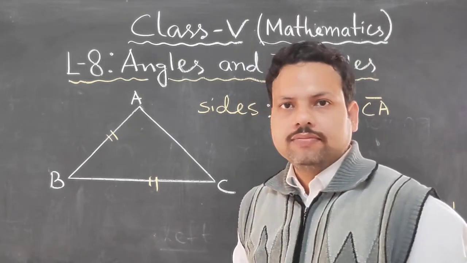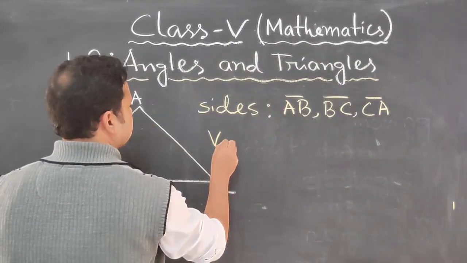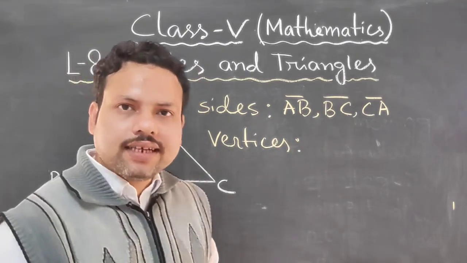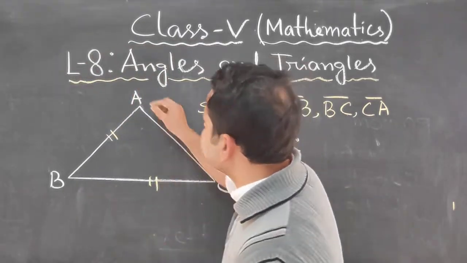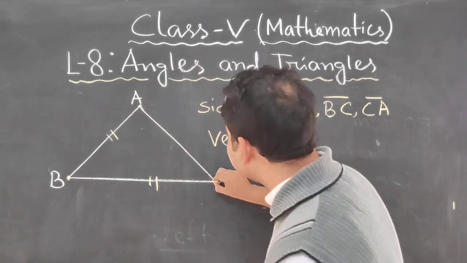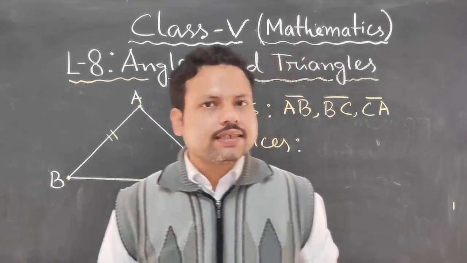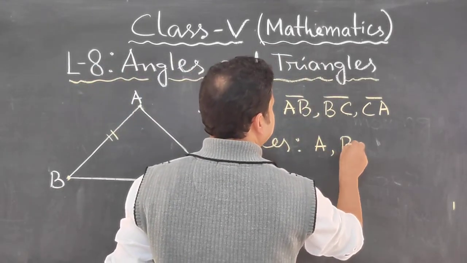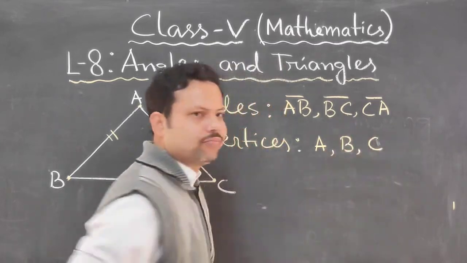Next one, vertices. How many vertices are there? Actually check once. Three: A, B and C. Three vertices are there. So put the names A, B, C.